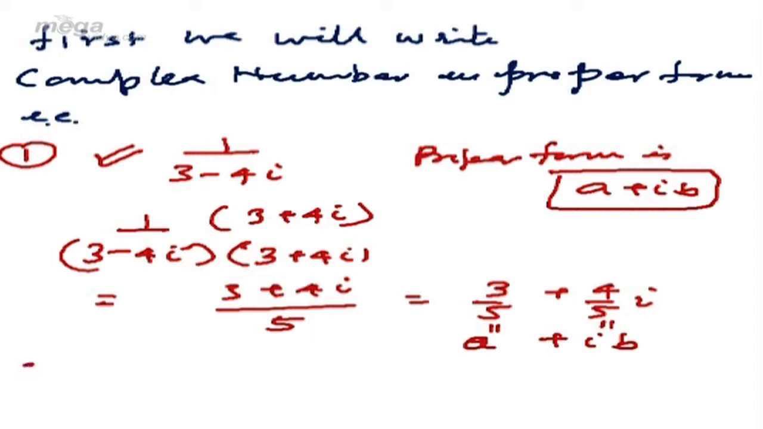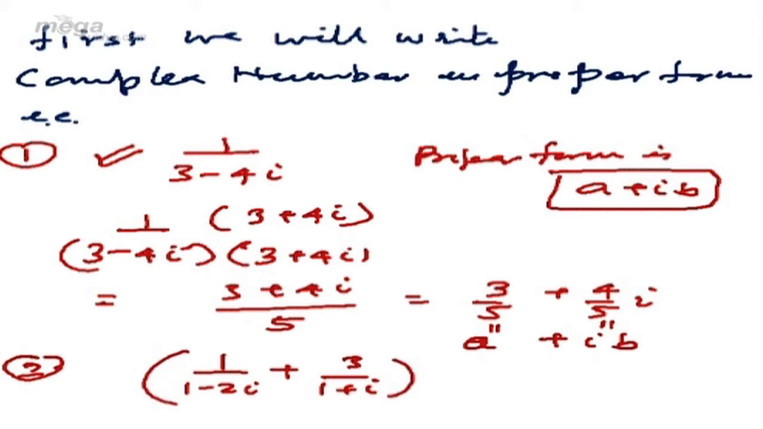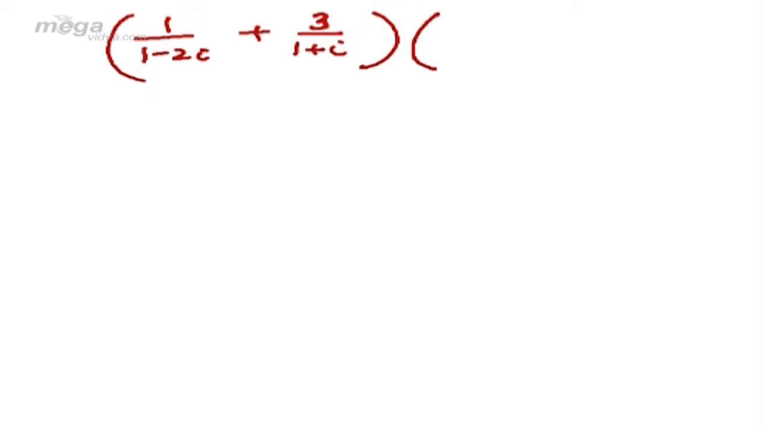Now we come to the second example: 1 upon 1 minus 2i plus 3 upon 1 plus i, and it is multiplied by 3 plus 4i upon 2 minus 4i. Now you have to write this complex number in the proper form, a plus ib. So first we solve the first bracket, that is 1 upon 1 minus 2i plus 3 upon 1 plus i. It is multiplied by 3 plus 4i divided by 2 minus 4i.